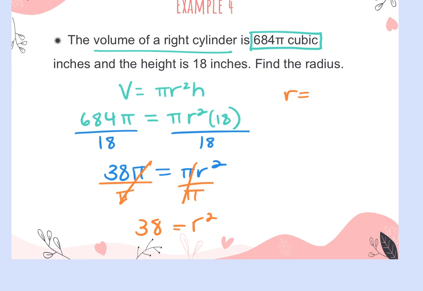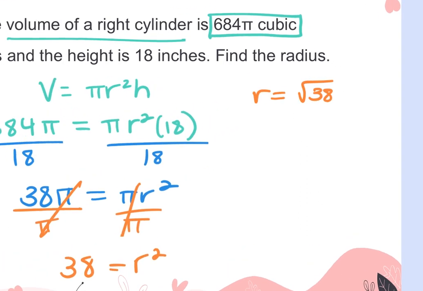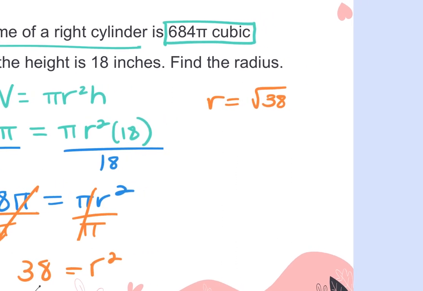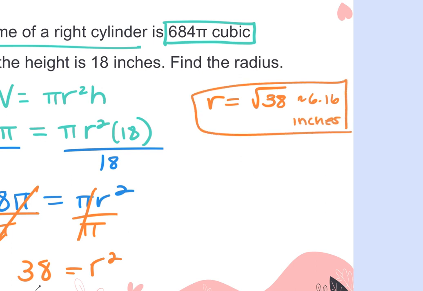So r equals, if I wanted my answer kept exact, square root of 38, which would be 2 times 19, and that goes nowhere. So that would actually be the simplest form if it wanted it exact. And then if it said to round it, or if your choices were rounded, I would do the square root of 38 in the calculator. 6.16. Good. And it would be in inches if it had a unit. Cubed? No, just inches because it's just the radius. So volume is cubed, area is squared, but every other length would be just the unit.